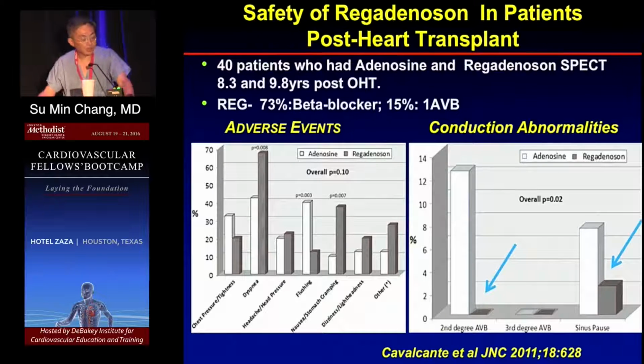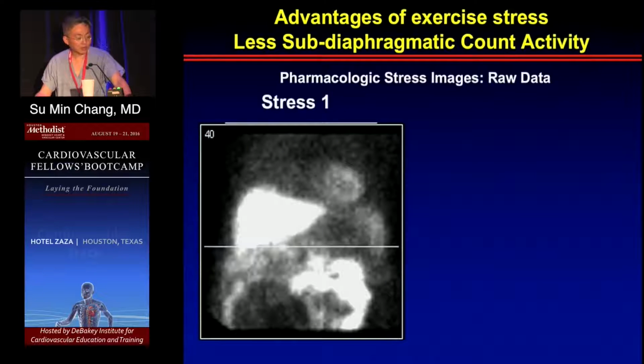So essentially, we don't do dobutamine anymore, okay? Because this new regadenoson has been proven to be safe in moderate COPD or asthma patients and heart transplant patients. So dobutamine, essentially, we only do in a patient who has wheezing and cannot have an echo done. And I don't remember when was the last time we did a dobutamine nuclear.